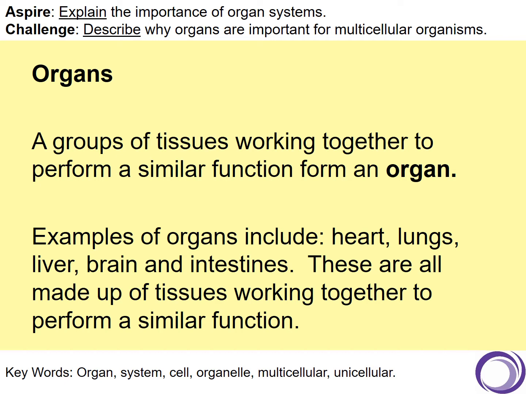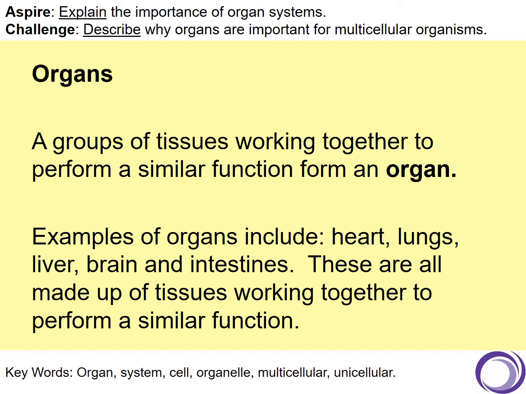I've seen this in an AQA exam, and unfortunately I've seen students get it wrong: give an example of a human organ. You can have anything from a heart, lung, liver, brain, intestines, lots of different organs in your body, eyes, etc. They're all made up of tissue.